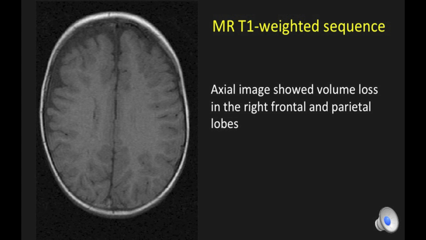A 1-year and 6-month-old male presents with a history of recurrent seizures. Imaging findings on an MR T1-weighted sequence, axial image, showed volume loss in the right frontal and parietal lobes.